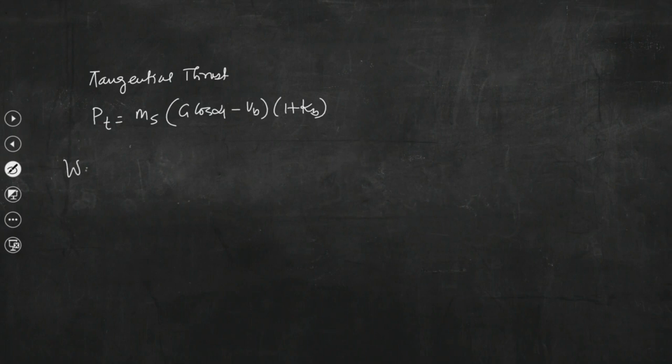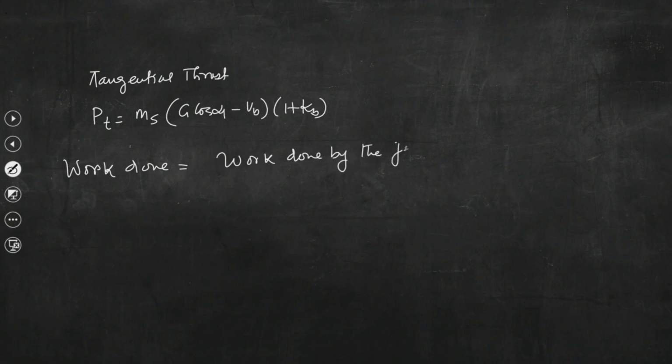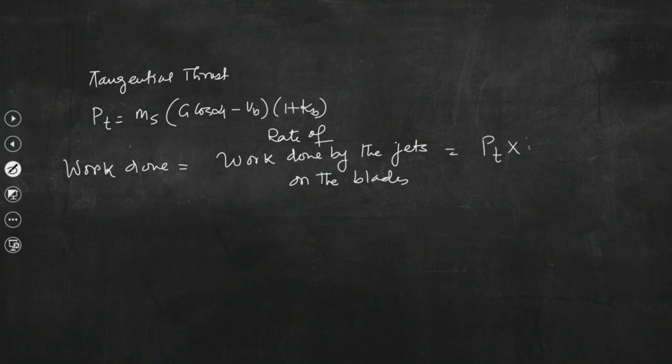Okay. So, what is work done? That is work done by the jets on the blades. I should write rate of work done by the jets on the blades. So, that is nothing but Pt into Vv, right, and so this is the work output.